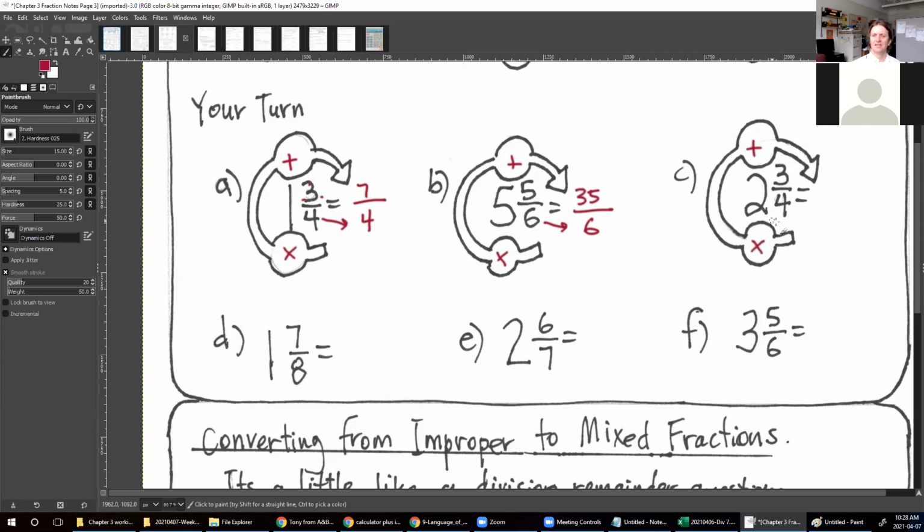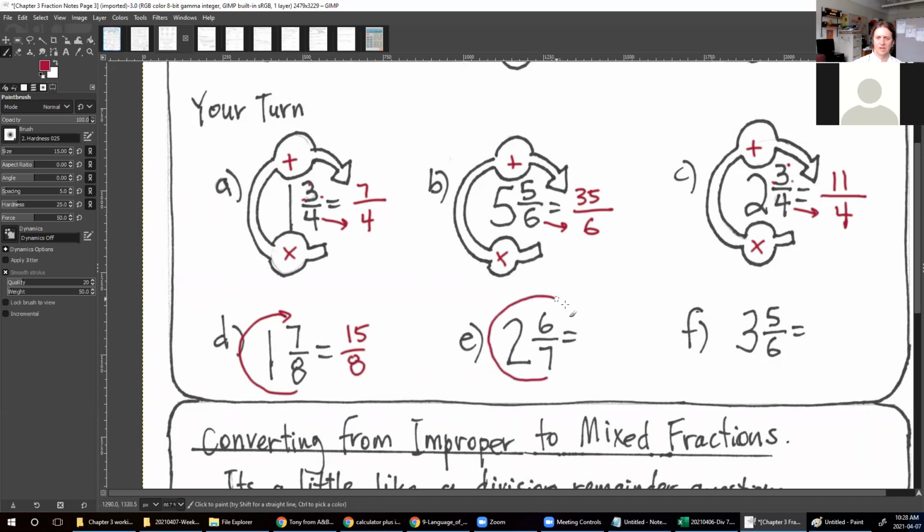All right. Here we go. 4 times 2 is 8. Plus 3, 8, 9, 10, 11. So I'm going to put 11 on the top. And the 4 stays down here on the bottom. So 11 fourths is the same as 2 3/4. This one, it doesn't have the fancy drawing, so this is what I would do. I'm going to put a little arrow here to remind me this is the way we go. 8 times 1 is 8, plus 7 is 15 over 8.